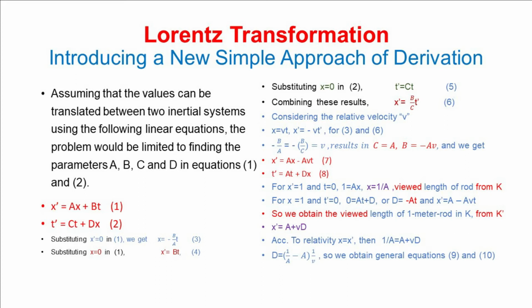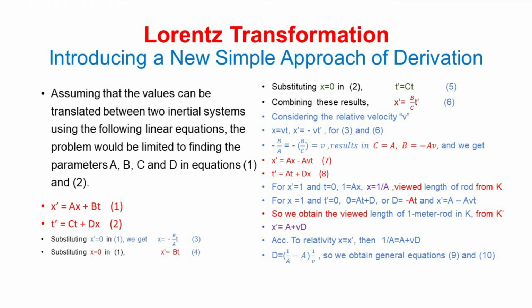For x' equals 1 and t equals 0, 1 equals ax, so we get the viewed length of the rod from k, x equals 1 over a. For x equals 1 and t' equals 0, 0 equals at plus d, or d equals minus at, and x' equals a minus avt. So we obtain the viewed length of a 1 meter rod in k from k'. x' equals a plus vd.